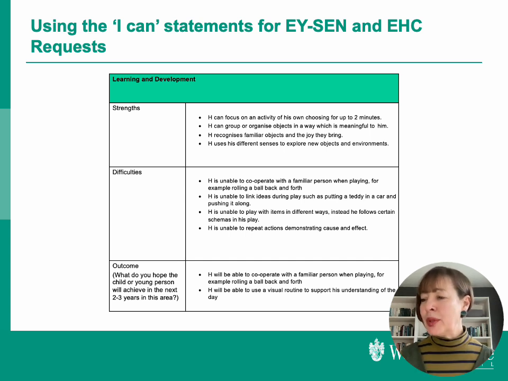So my examples are that my little one is unable to cooperate with a familiar person when playing, for example, rolling a ball back and forth, that he is unable to link ideas during play, such as putting a teddy in a car and pushing it along. He's unable to play with items in different ways. Instead, he follows certain schemas in his play. And he is unable to repeat actions demonstrating cause and effect.